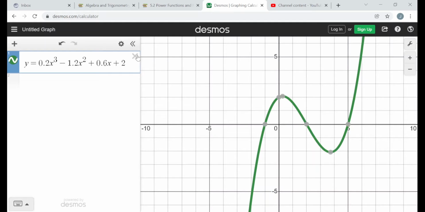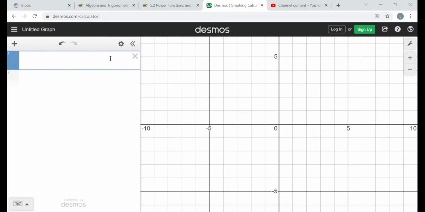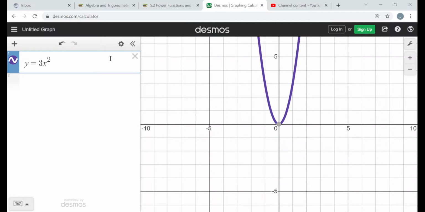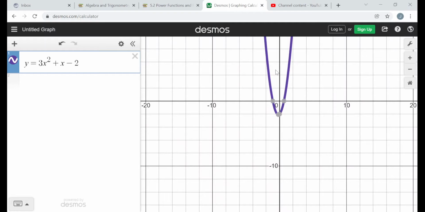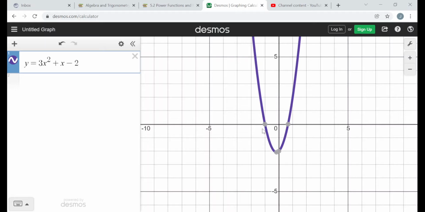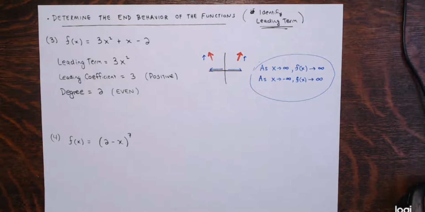Right, so getting rid of these, I'll just put y equals instead of f of x, y equals, for less typing, 3x squared plus x minus 2, right? And you see how, again, I don't care what happens here, but it goes up to the left, up to the right. The end behavior is what I described. Wonderful. All right, so the next one.